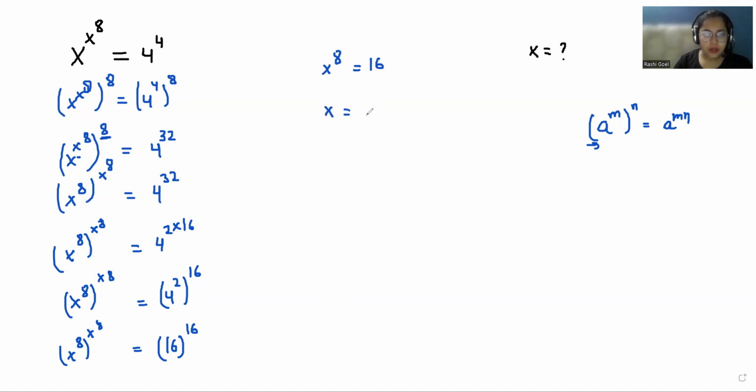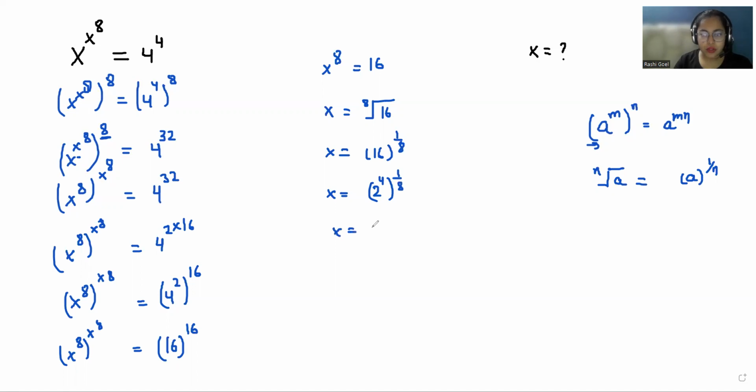So x is equal to the 8th root of 16, or we can write this, with the help of the property nth root of a is equal to a power 1 by n, as 16 power 1 by 8. So x is equal to 16 power 1 by 8. We can write 16 as 2 power 4, so x is equal to (2 power 4) power 1 by 8, which is 2 power 4 times 1 by 8. If we cancel out, this is half. So x is equal to 2 power 1 by 2.